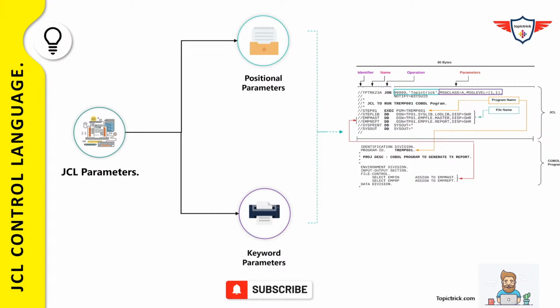Now let's talk about keyword parameters. The keyword parameters have no special position or order. However, they follow any required positional parameters within a job statement. For example, in this case, the keyword parameters message class and message level are coded after the positional parameters, that is accounting information and username. And always remember that a keyword parameter is always followed by an equal sign and a value. So in this example, message class and message level are the 2 keyword parameters used in the job statement.